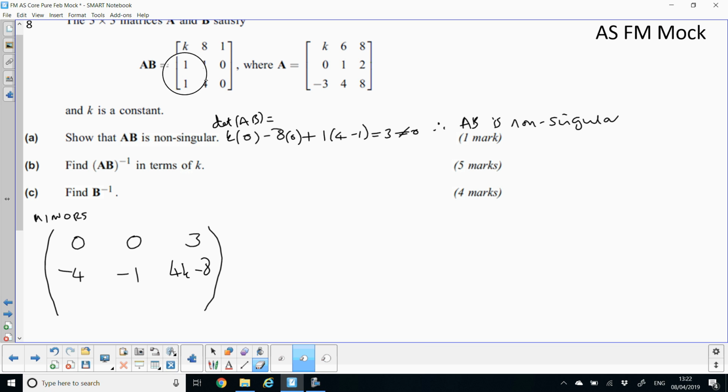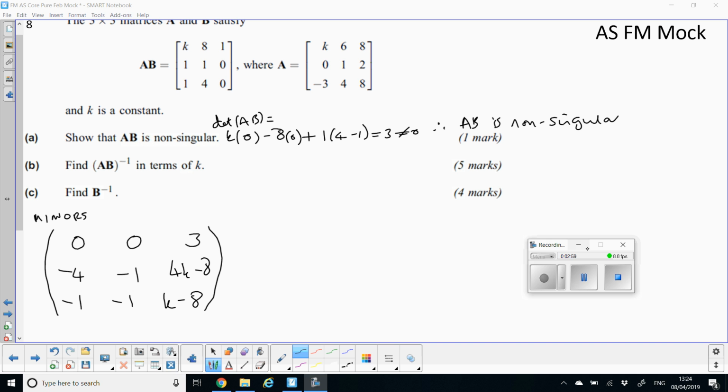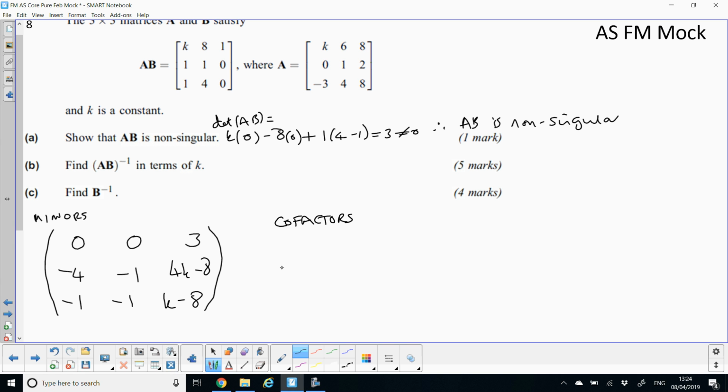You don't have to show the crossing out, you can just imagine it in your head. Okay, when you've done that, now it doesn't matter which order you do the next two things in. What the mark scheme does is it then does the matrix of cofactors, and now this is where you change the signs in the appropriate places on the matrix.